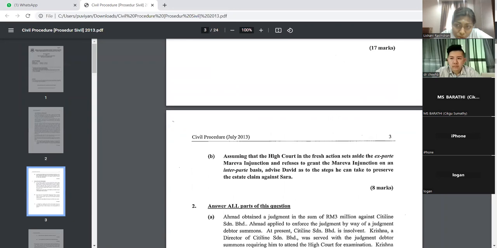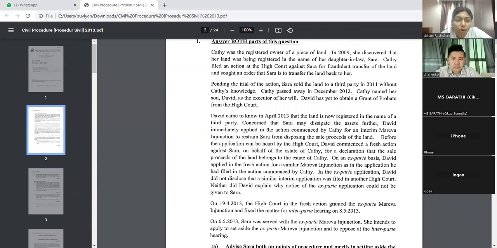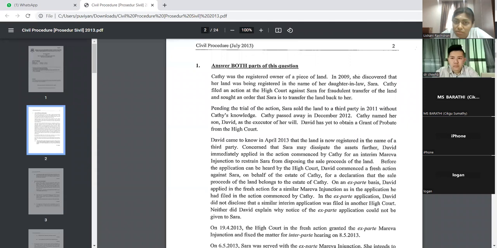I'll give you about 15 minutes up to 10 o'clock. Please read this question and identify for me what the issues are. This is injunction, purely an injunction question, but maybe there are other issues in this question. Let me know what the issues are, just to see whether you can identify them or not. 15 minutes, then I'll go through in detail what the question requires.